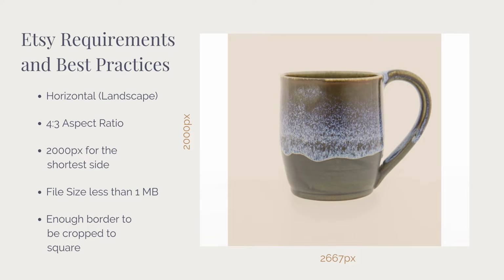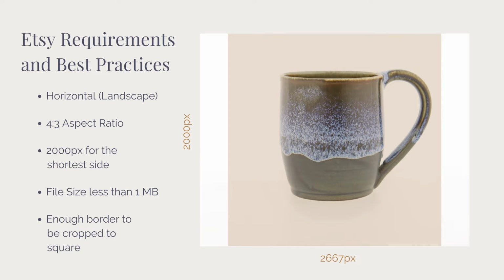So for every 4 units of width, there will be 3 units of height at a 4:3 aspect ratio. Next, Etsy recommends the pixels be 2,000 on the shortest side. So at a 4:3 aspect ratio, the shortest side is the height, resulting in pixel dimensions being 2,667 by 2,000 pixels. Etsy states, images larger than 1 megabyte in file size may not finish uploading, especially on slower internet connections. So they recommend your image file size be under 1 megabyte.